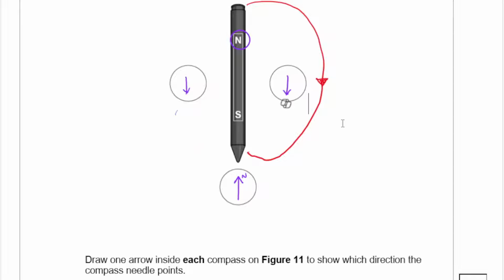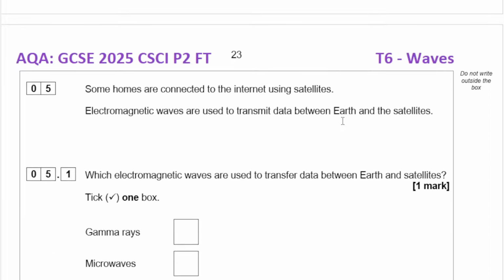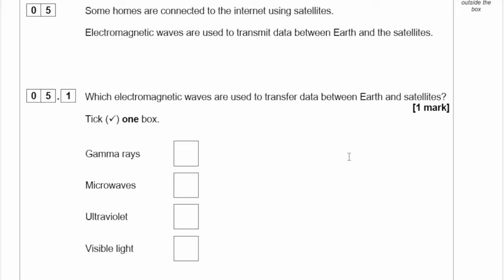That brings us to the end of this question. Let's have a look at question number 5. Question 5 is on waves. Some homes are connected to the internet using satellites. Electromagnetic waves are used to transmit data between Earth and satellites. Which electromagnetic waves are used to transfer data between Earth and the satellite? Now that would be microwaves.